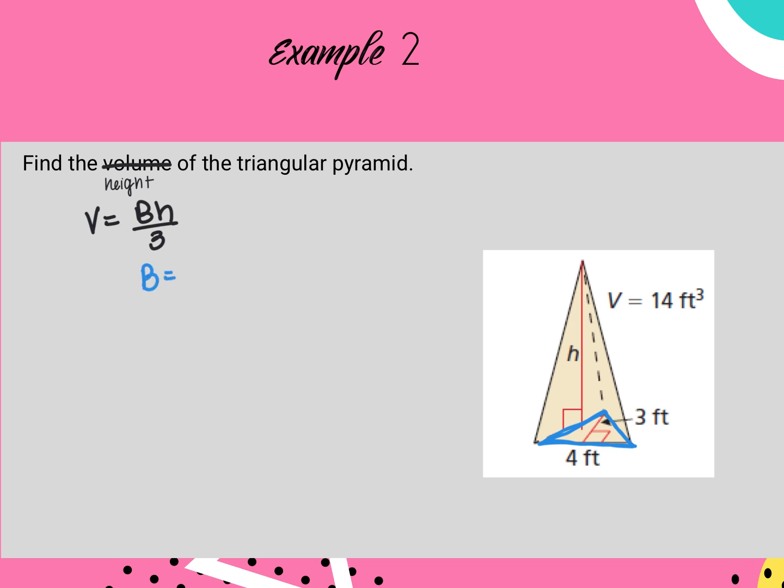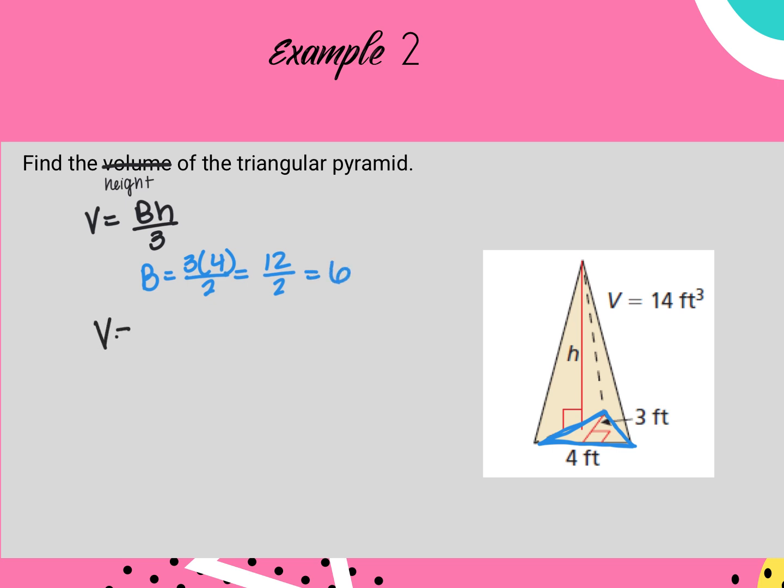Base times height, but that's not all. I have a triangle. What do I have to do? Triangles, guys. What's the area of a triangle? How do I find the area of a triangle? Divided by 2. So I'm going to take 3 times 4, or 4 times 3 divided by 2. I'm going to get 12 divided by 2, which is going to give me 6.